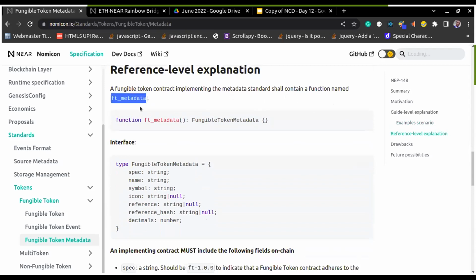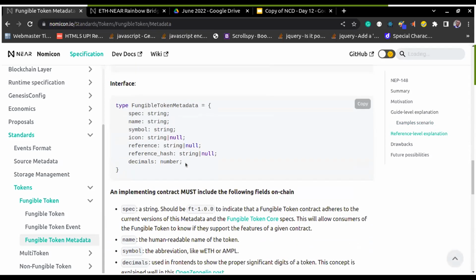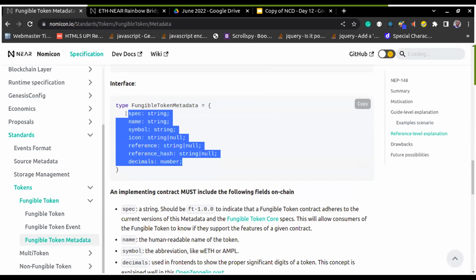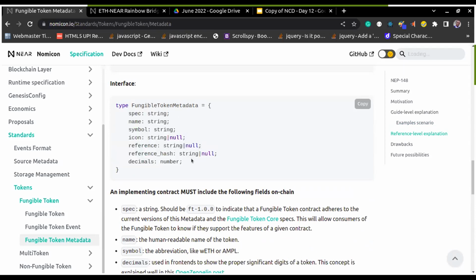Why? Because if you wanted to retrieve that data, this is the function that will be expected to be called within your smart contract to provide that information. So that's why you really need to feature it within your smart contract. And it takes this interface. Again, what I've just taken us through.